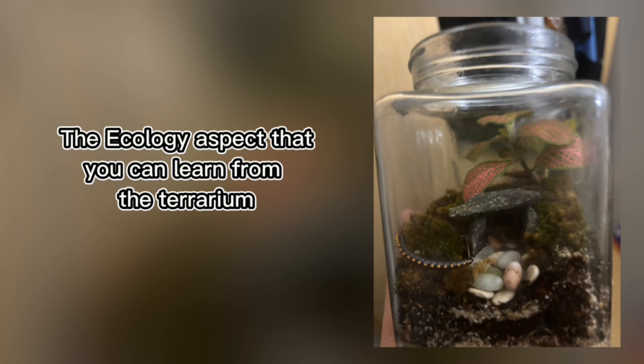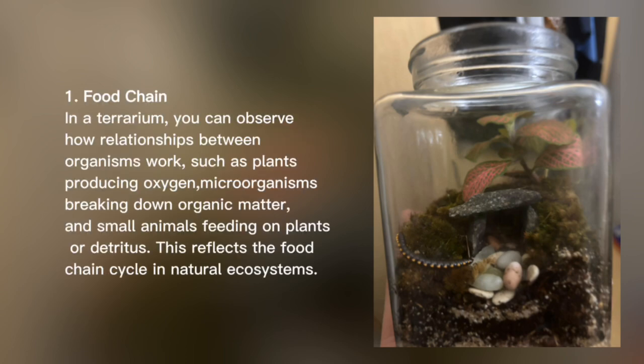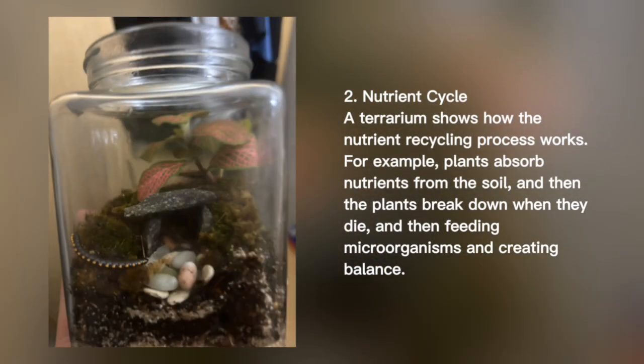The ecology aspects that you can learn from a terrarium. First, food chain. In a terrarium, you can observe how relationships between organisms work, such as plants producing oxygen, microorganisms breaking down organic matter, and small animals feeding on plants or derivatives. This reflects the food chain cycle in a natural ecosystem. Second, nutrient cycle. The terrarium shows how the nutrient recycling process works. For example, plants absorb nutrients from the soil, and then the plants break down when they die, feeding microorganisms and creating balance.